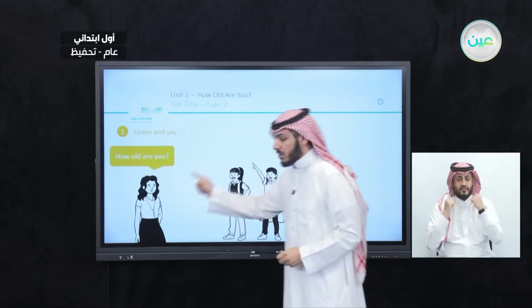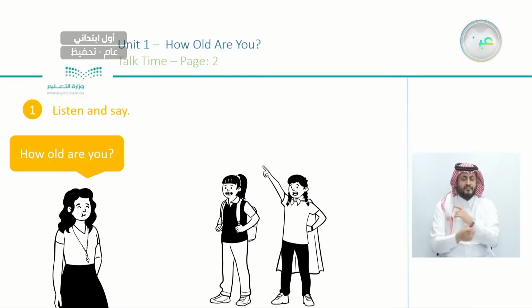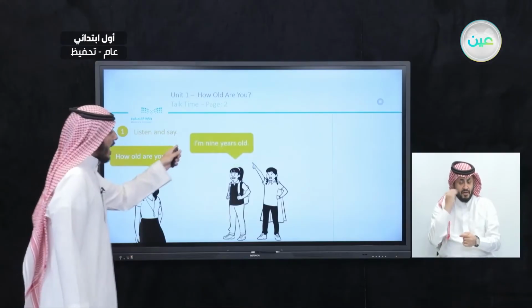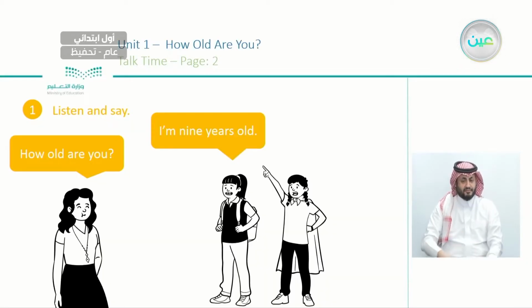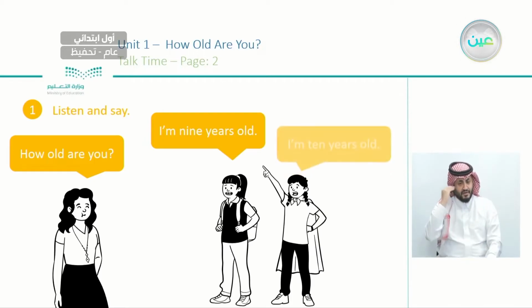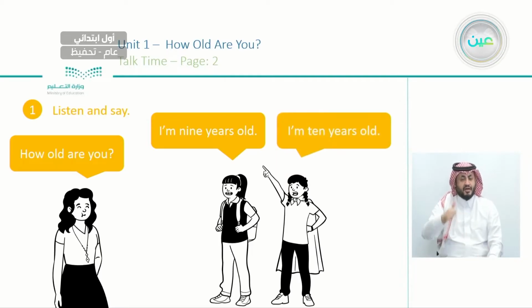So the teacher says, how old are you? The first girl here says what? I am 9 years old. And the other girl says what? I am 10 years old. Again, the teacher says what? How old are you? Say it with me. How old are you? How old are you?